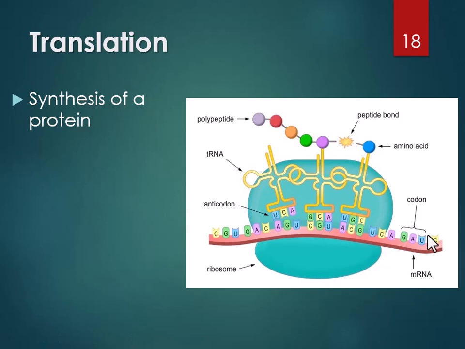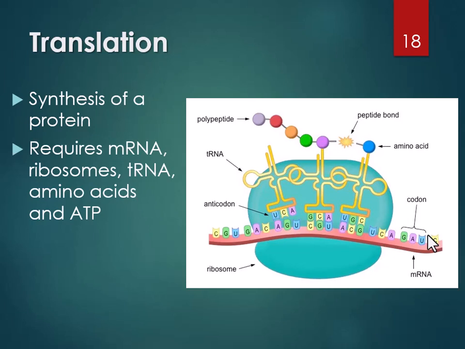So translation is the synthesis of a protein, and it uses mRNA as the directions. It uses the ribosome as the factory, that's the place where it happens. It uses tRNA to bring the amino acid into the ribosome to attach. Obviously you need amino acids, so you need to have eaten for this to work. And when you hook amino acids together, you're creating a peptide bond, and that takes energy. Remember, energy in a cell is ATP, and we talked about how that is generated in the last PowerPoint.